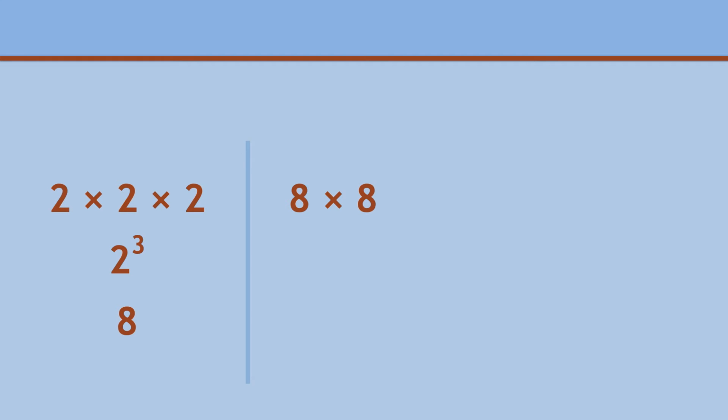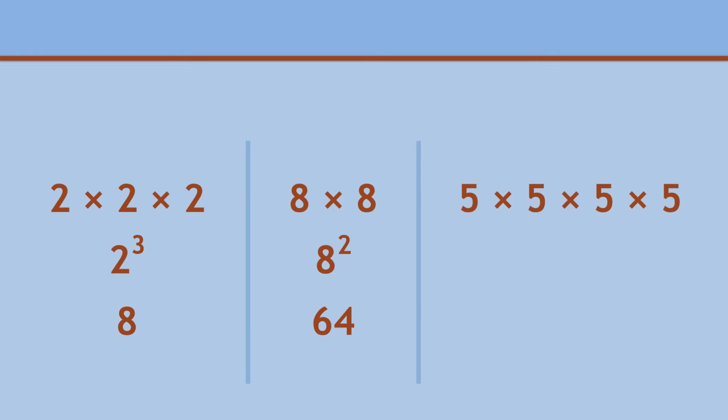Let's do two more. How about 8 times 8? Go ahead and write it in exponent form, and then standard form, solve it for me. Okay, you should have 8 to the 2nd power, or 8 squared. And then in standard form, your answer should be 64.